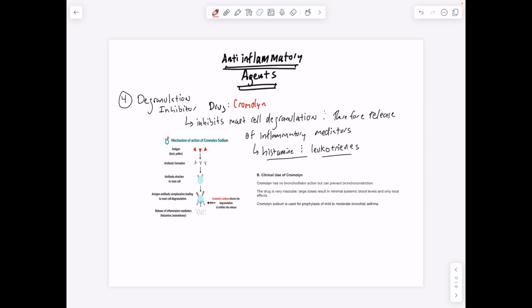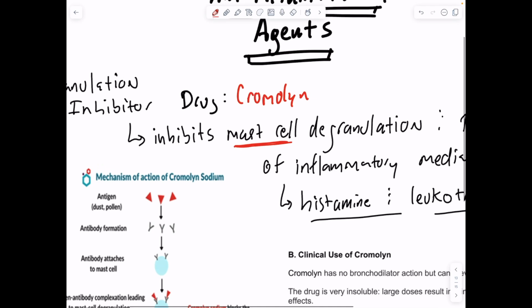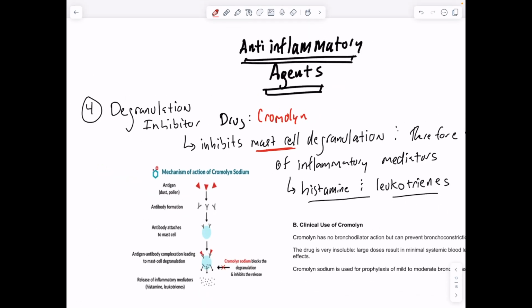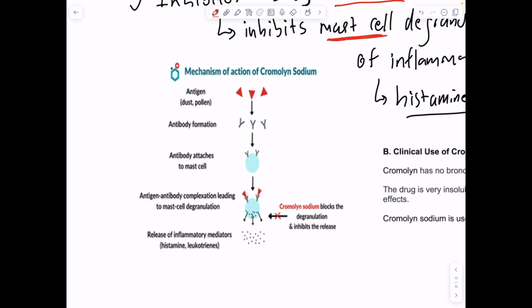All right, so that brings us to our very last one, which is we're going to be targeting the release of pro-inflammatory mediators. So we have our mast cells, and our mast cells we know have granules of histamine. They're also going to have leukotrienes, and so we can inhibit the release of these with a drug called cromolyn. And again, Sketchy is a good mnemonic for this. Basically, the mechanism of action is that you block degranulation, or block the release of the granules from our mast cells, which we can see here had been activated by an antigen, aka dust, pollen, coming in.